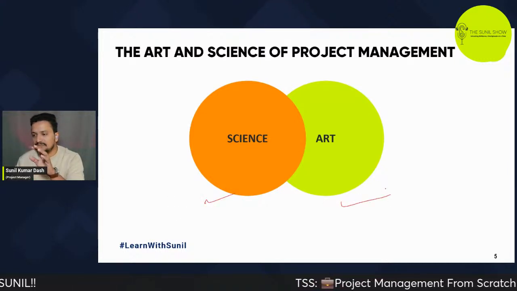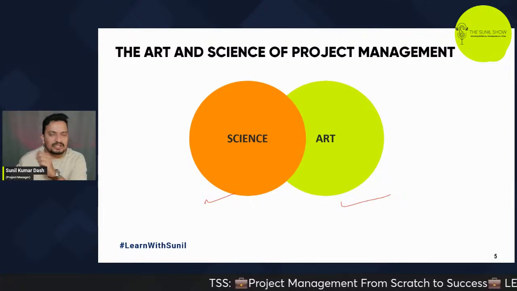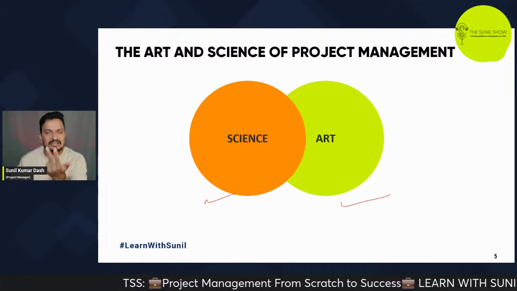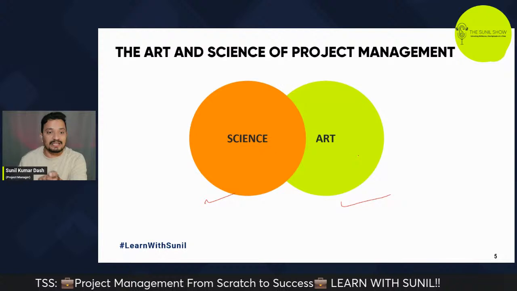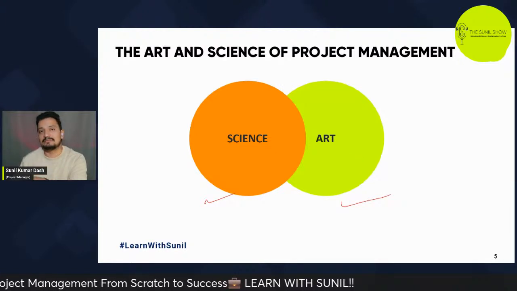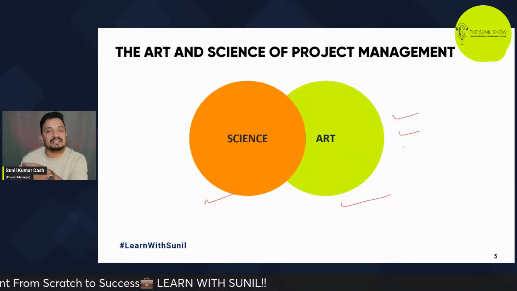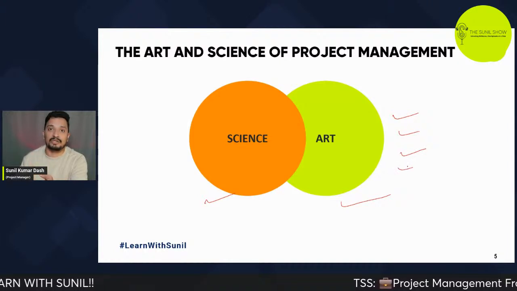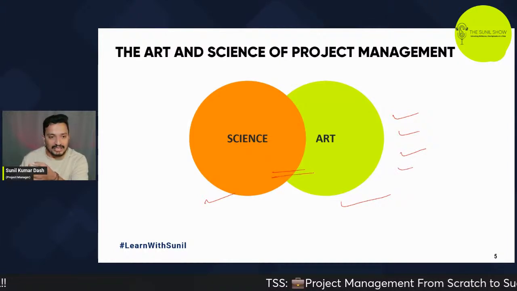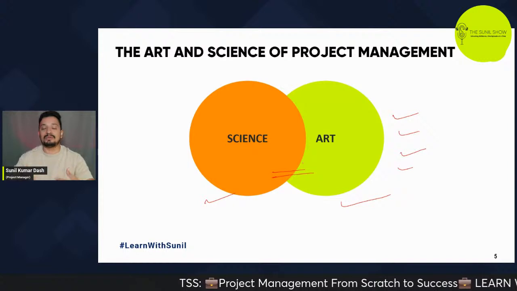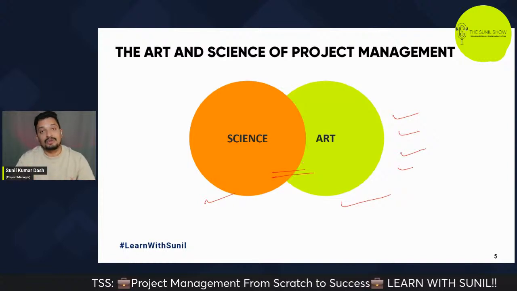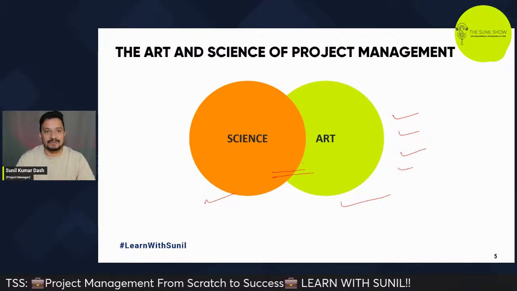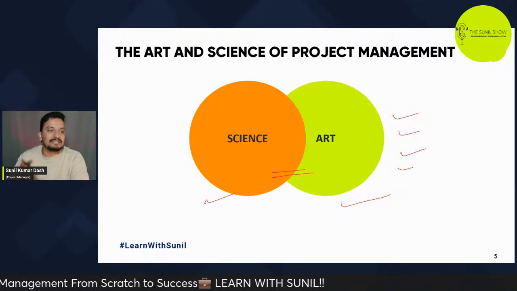The science part mostly involves the tools, techniques, skills, and methodologies. However, the art part is your communication, leadership, and relationship building. How do you motivate your team to achieve the common goal? When you combine both of these, that's when you are doing effective project management, or you become an effective project manager. So I hope this part is clear.